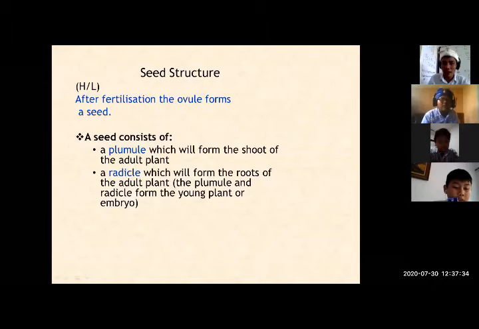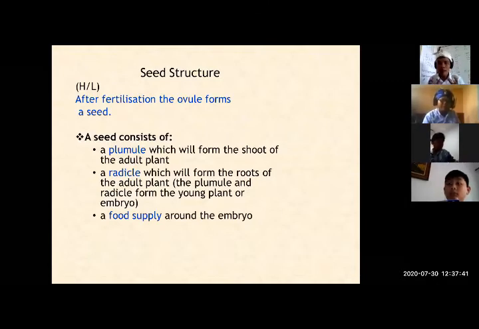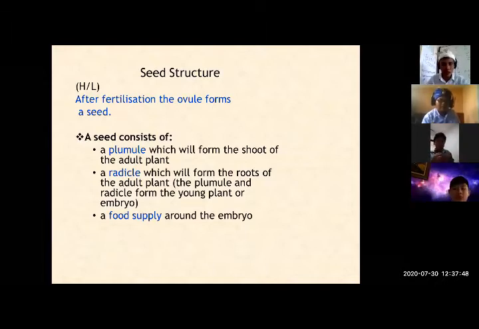Okay, so next, food supply. Okay, we have food supply. So around the embryo. Dalam proses perkecambahan, masih ingat apa bahasa Inggrisnya perkecambahan? Germination. Yes, germination. So during germination, okay, a seed has food supply. Ada food supply di seed itu. Dan itu yang akan jadi makanan buat tumbuhan itu, because it still hasn't root, belum punya akar untuk mencari makanan.